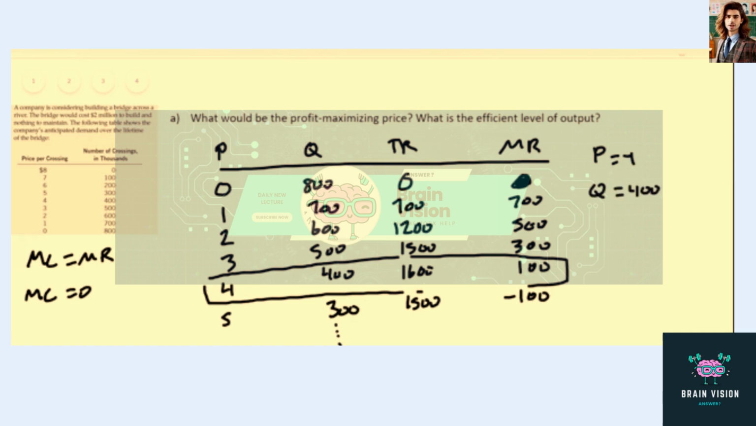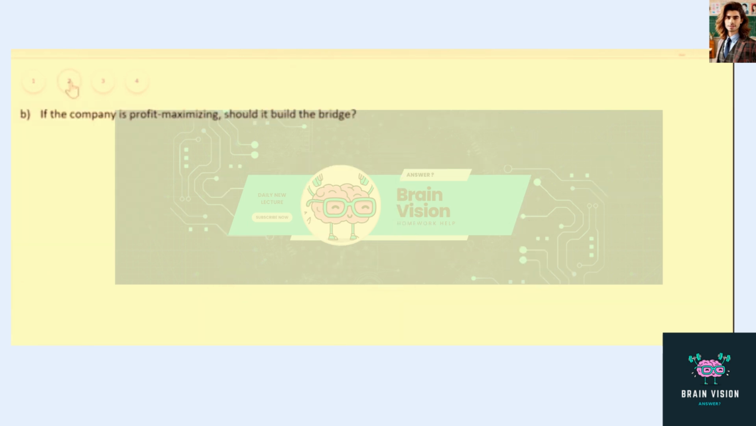Then the second part of the question is, what is the efficient level of output? The efficient level of output is where the price is equal to the marginal cost, and we see that the marginal cost is 0. So the efficient level of output would be a price equals 0 and a quantity equals 800.